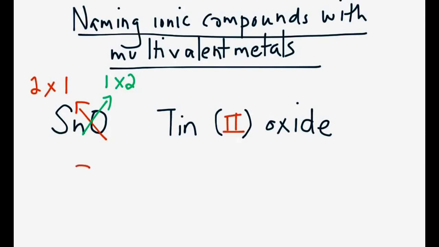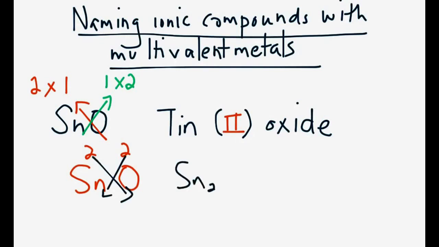What had happened when this was originally written, when you do cross and drop, you reduce the formula to the lowest common. So this would be SnO.